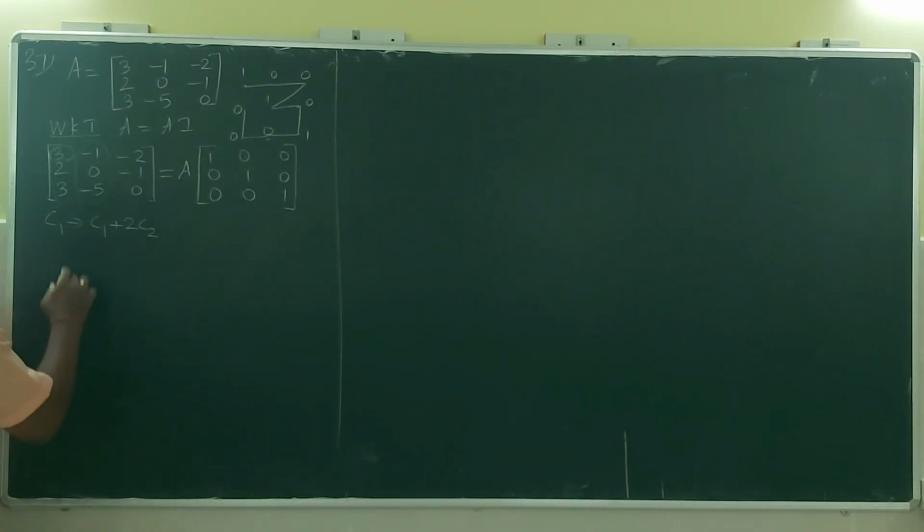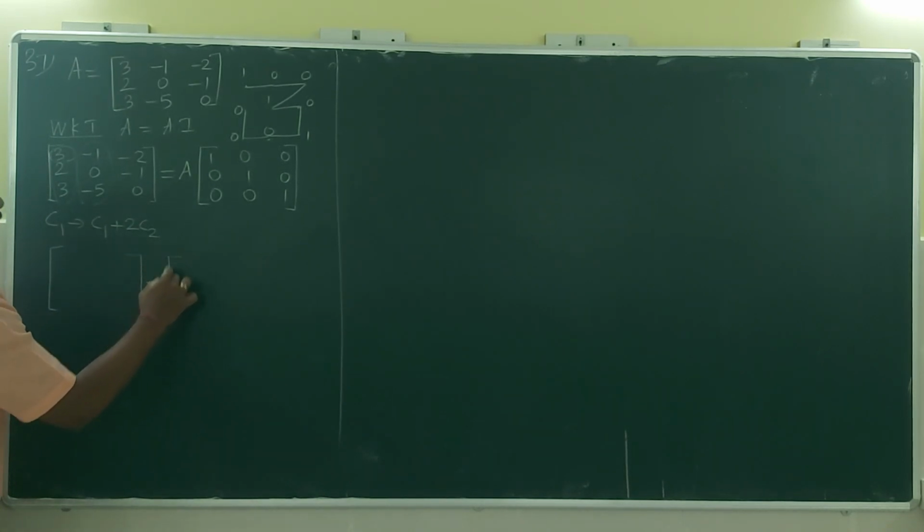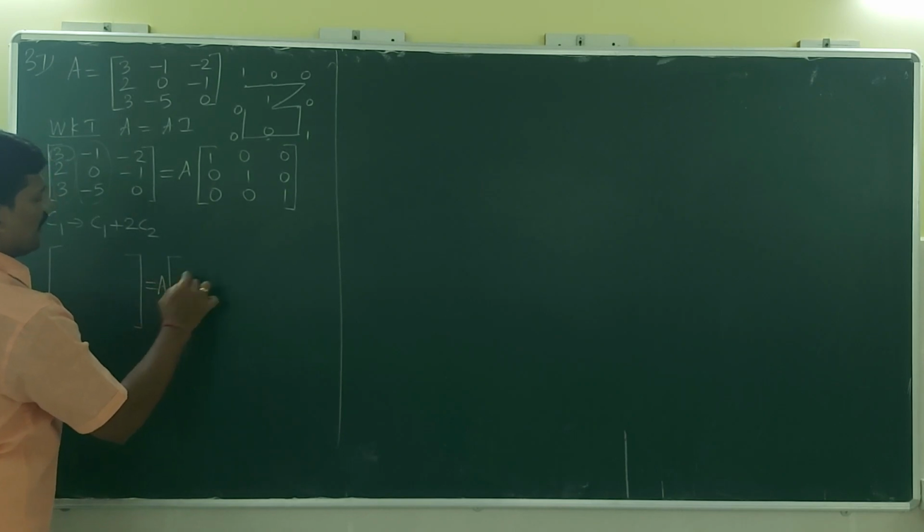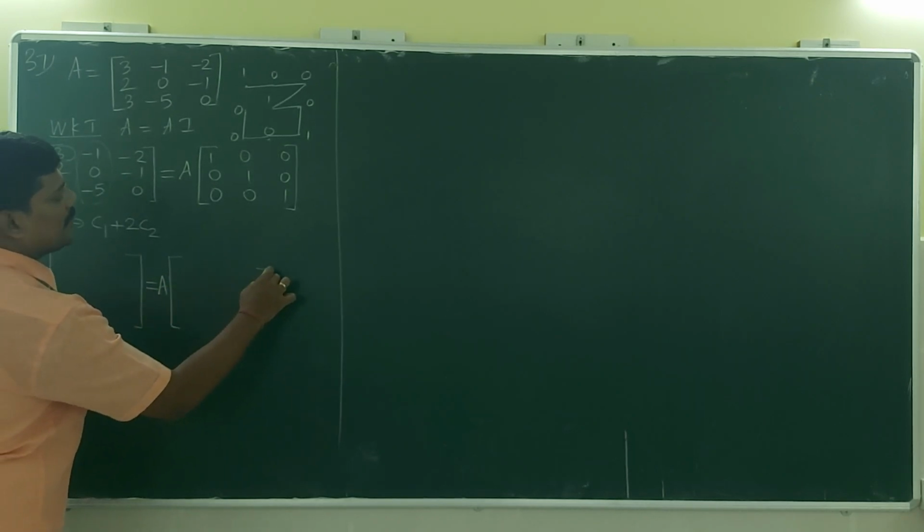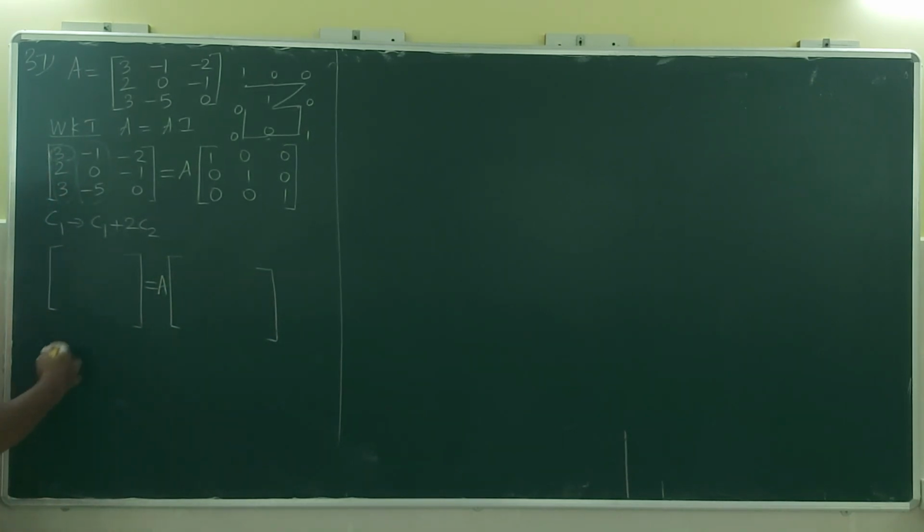So now listen, whenever I apply the operation for a particular column, I have to write the other columns, I have to fill the other columns first. So fill column 2 and column 3.